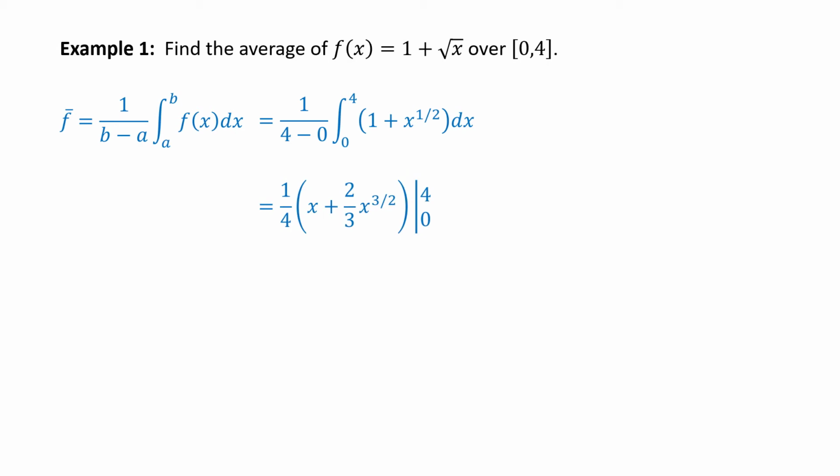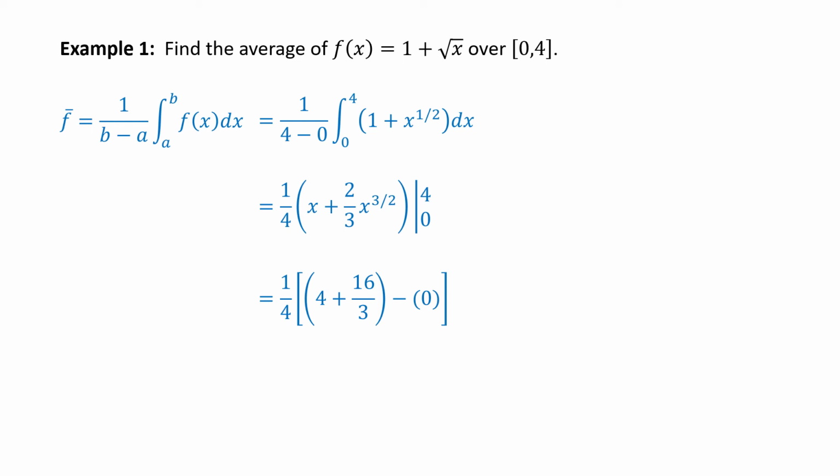The integral of 1 is x, and we integrate x to the 1/2. That power becomes x to the 3/2, and the constant would be 2/3. Now we need to evaluate this integral from 0 to 4. The 1/4 stays put. We'll put in a 4 every place there is an x, so we got 4 plus 2/3 times 4 to the 3/2 is 16/3 minus x plus 2/3 x to the power of 3/2 evaluated at 0 is just 0.